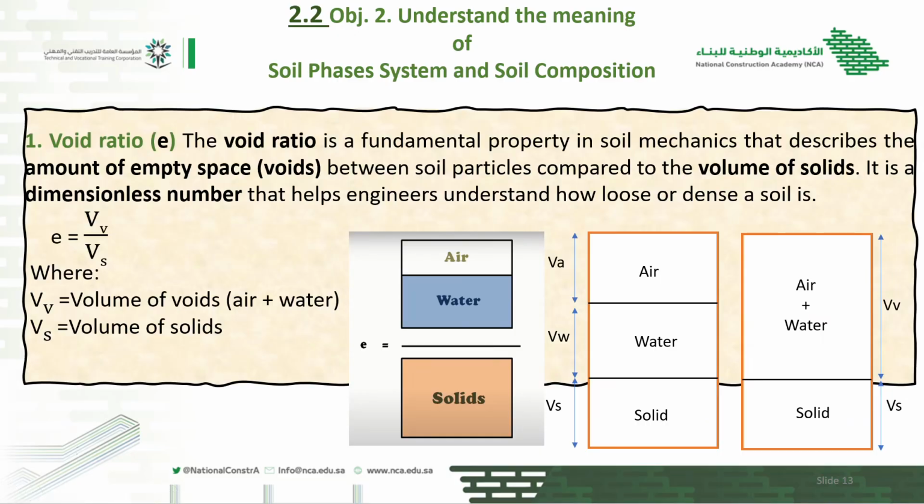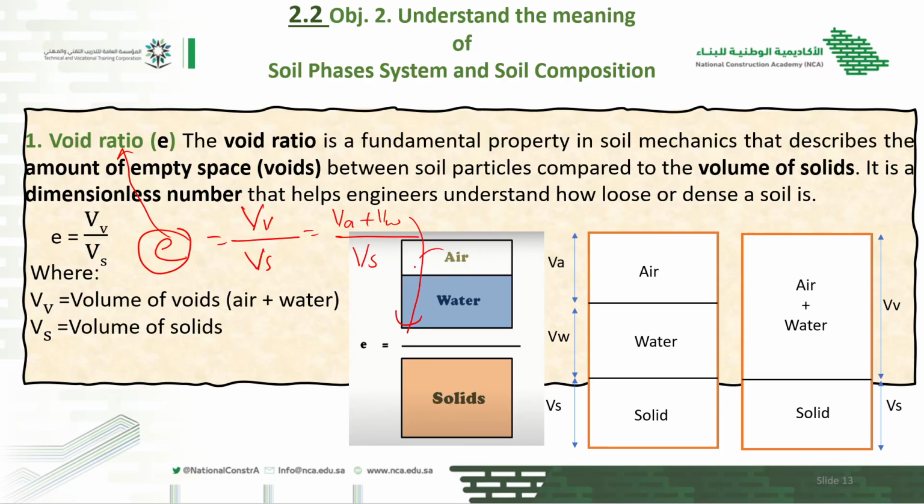You can read the paragraph by yourself. I will give you the concepts here. Void ratio is denoted by e. It is the ratio of the volume of voids to the volume of solids. Volume of voids is equal to, as we discussed in the previous video, volume of air plus volume of water, because in the voids, maybe air or maybe water is present. So this is volume of voids divided by volume of solids.